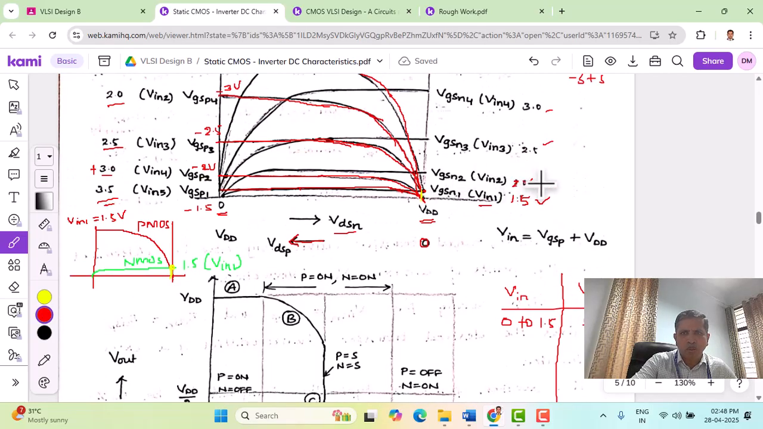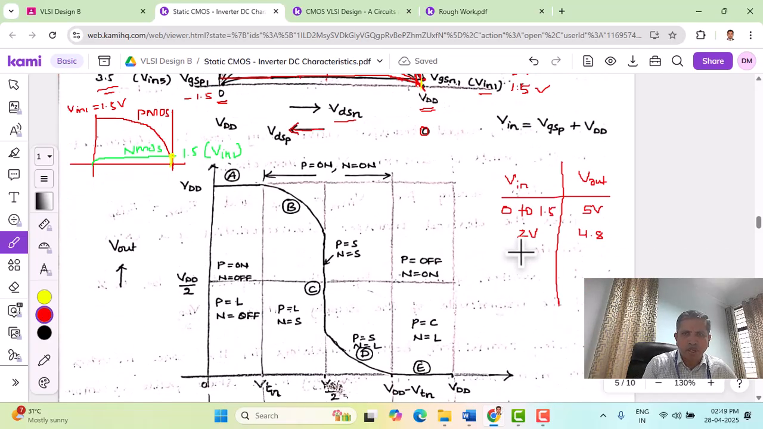Let's move to the next input value, which is 2 volts. VGSN, or Vin 2, equals 2 volts, and the intersection is very close to VDD. Let us say 4.8, very close to VDD; 4.8 volts is going to be the output voltage. Similar to the one I have shown for 1.5, we can also show for 2.5. NMOS 2.5 is this curve, and for PMOS 2.5 is here, exactly at the mid. They intersect here, so for 2.5 the output is 2.5 volts.